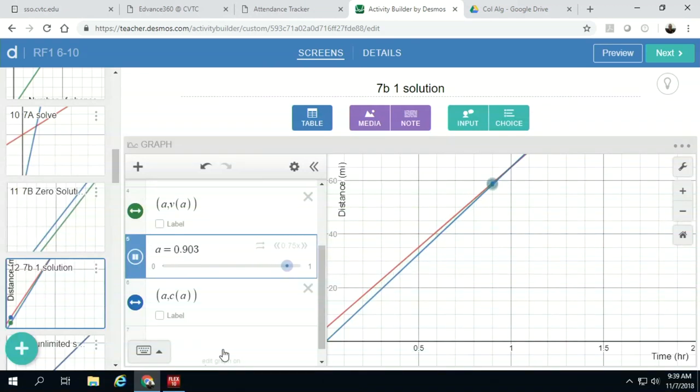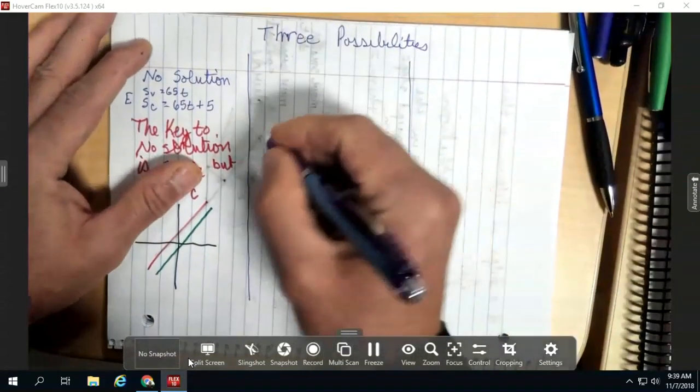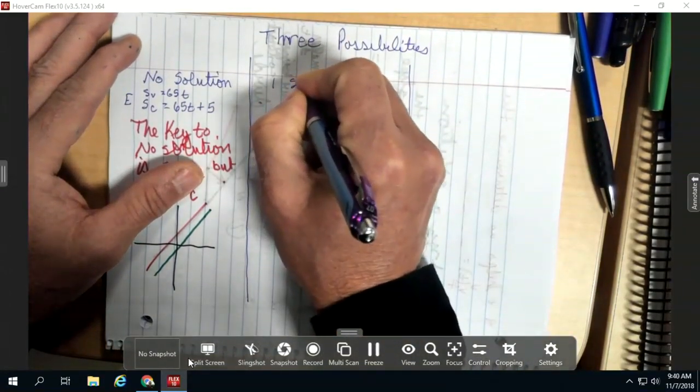What is the slope and vertical intercept of each equation? 60 goes with 5, right? 60 is the slope, 5 is the intercept. 65 goes with 0, right? Will they ever be at the same place at the same time? Yes. So how many solutions does that equation have? Okay, so let's go in our notes to one solution.